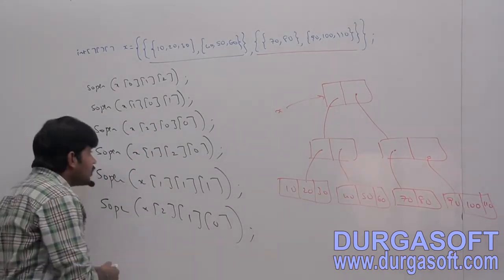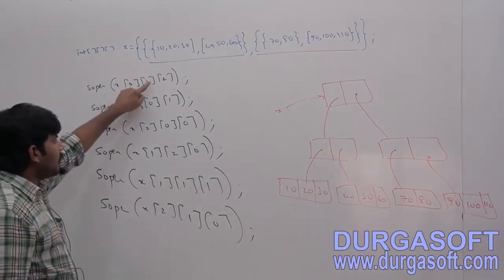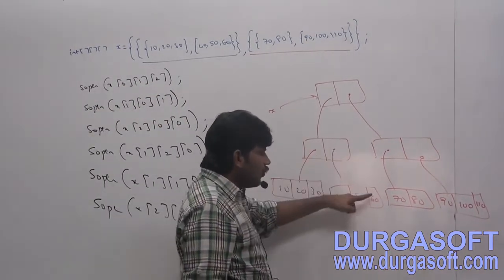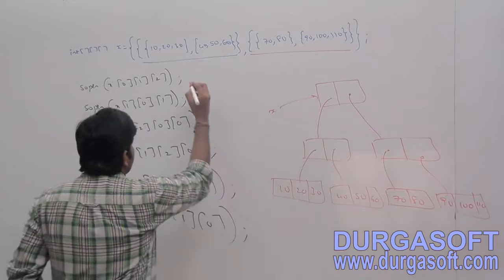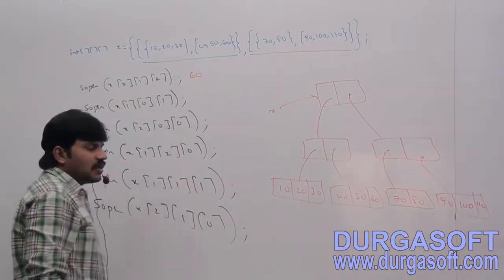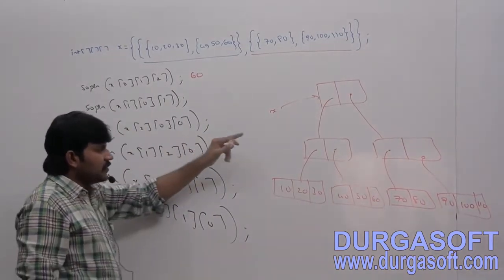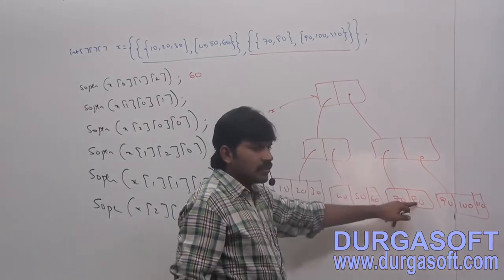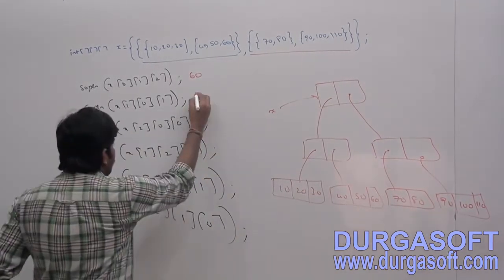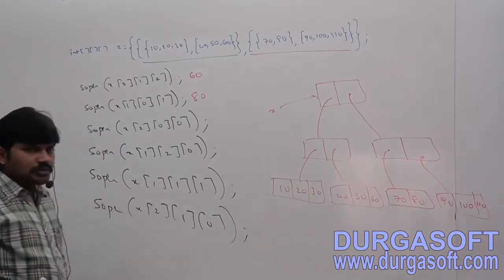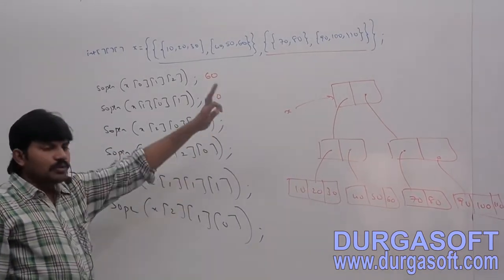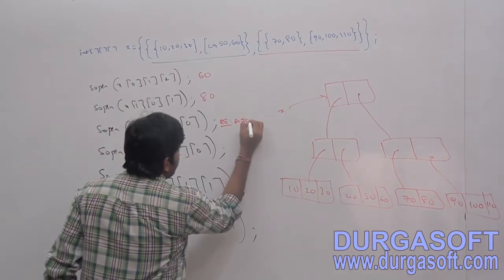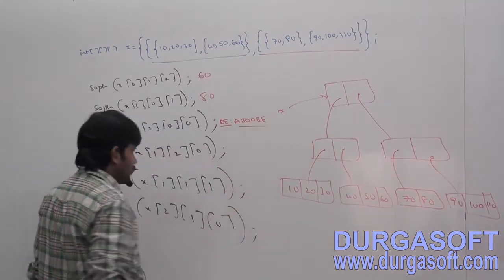Can you tell the first one, x of 0, 1, 2? What is the answer? 60. X of 1, 0, 1 is 80, not 70. 80. Okay. X of 2, 0, 0: x of 2 is not there. Immediately we are going to get a runtime exception, array index out of bounds exception.